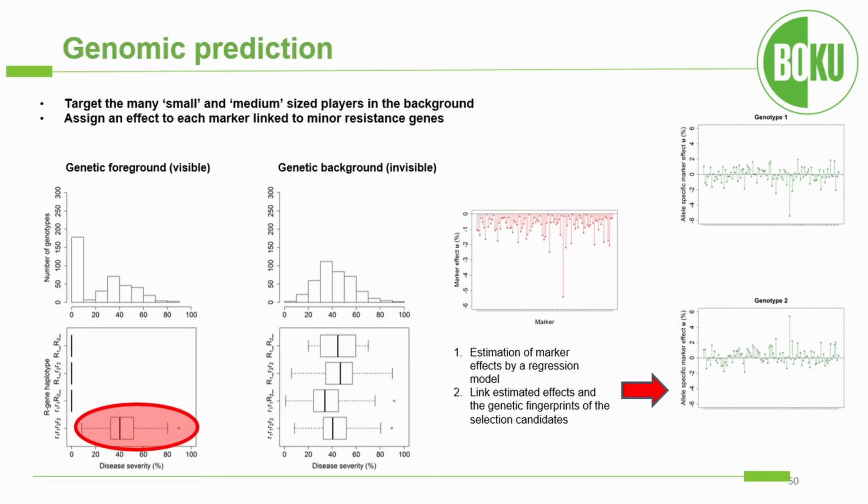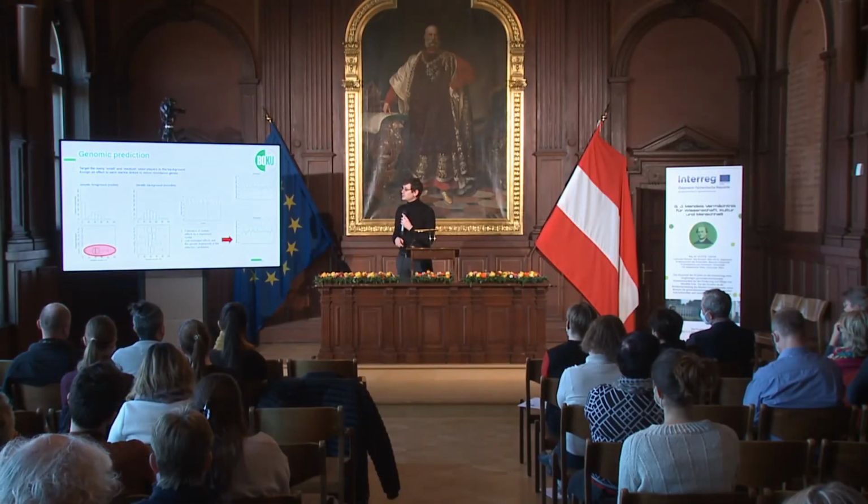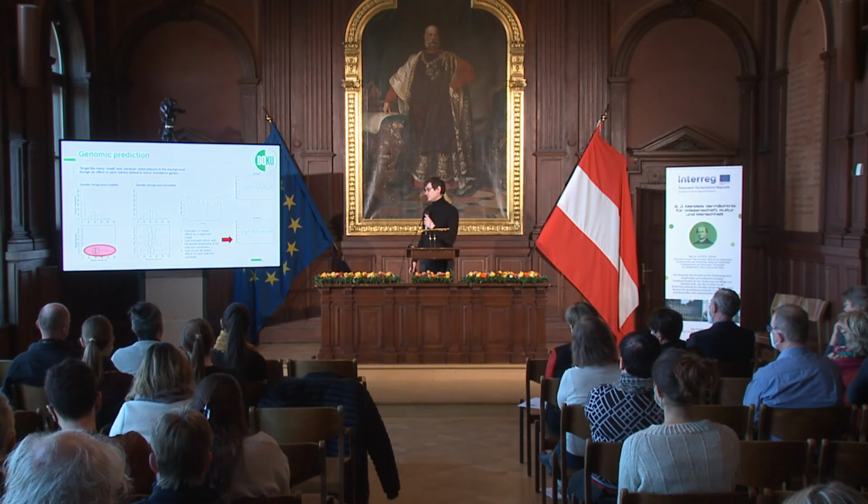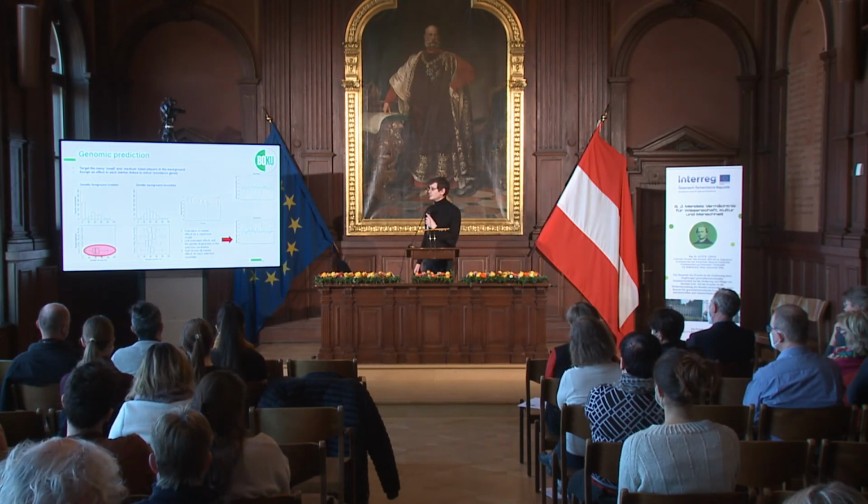For example, for this genotype 2, you can see for this medium-sized player it carries the unfavorable allele, because the disease incidence would be increased, while genotype 1 carries the favorable allele there, which decreases the susceptibility or increases the resistance. And you just continue this exercise with all of these small effect markers. In the end, you sum across all these marker effects you have estimated for your genotypes, and you get a so-called genomic estimated breeding value.